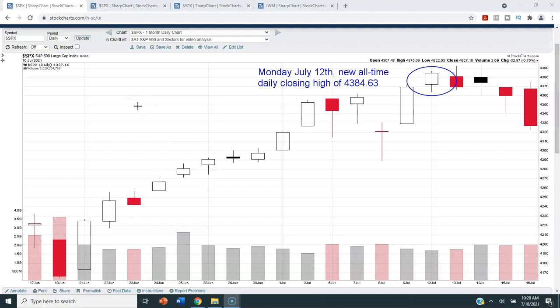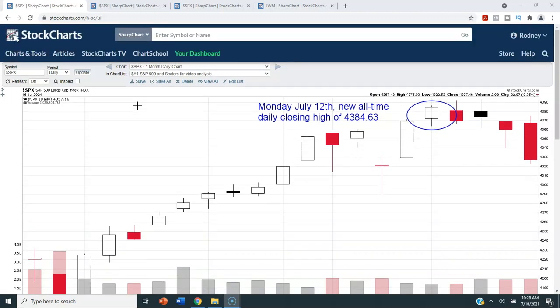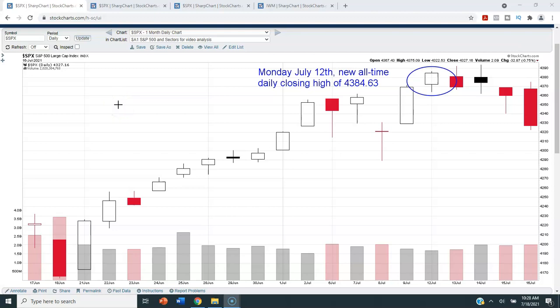Today we will be doing technical analysis on the stock market for the week ending Friday, July 16th, 2021. And for this analysis, we will be using stockcharts.com. That is the charting service that I use and pay for, and I will leave a link to their site in the description box below this video.